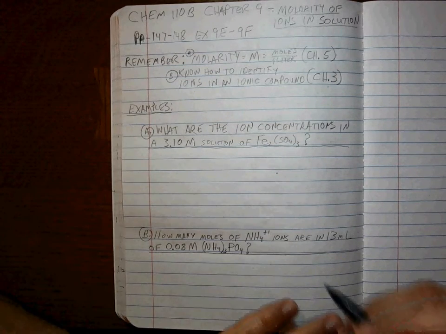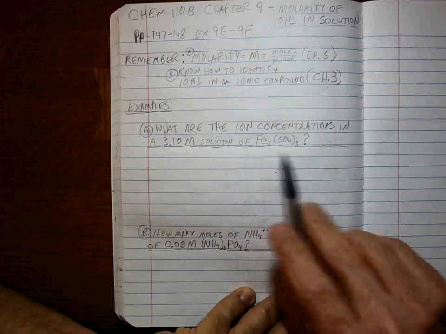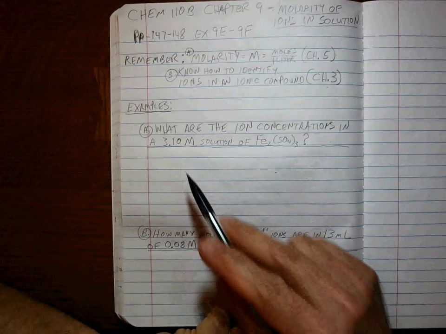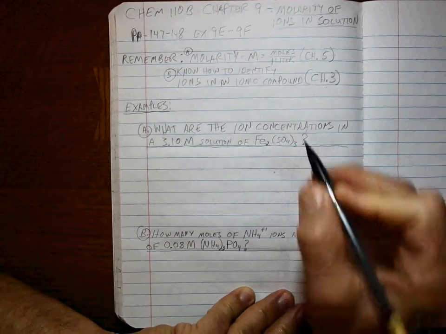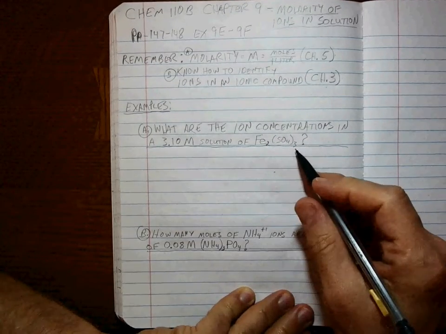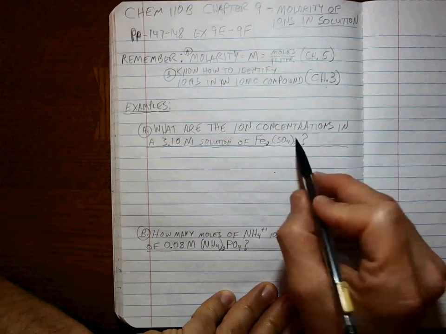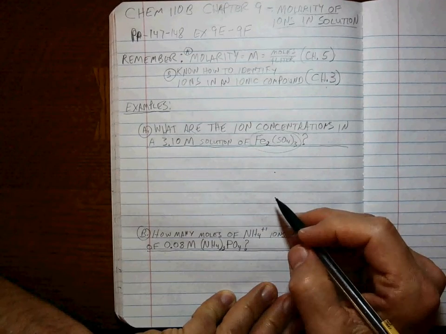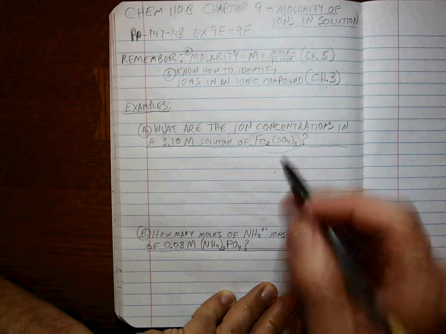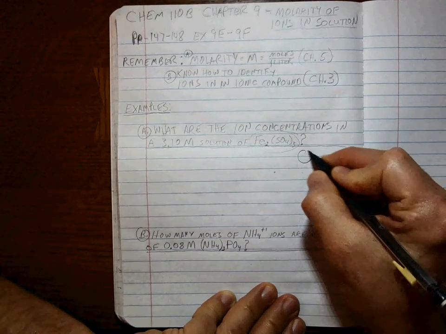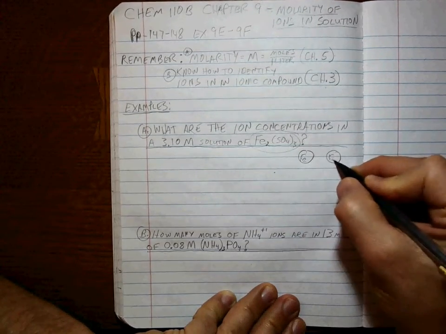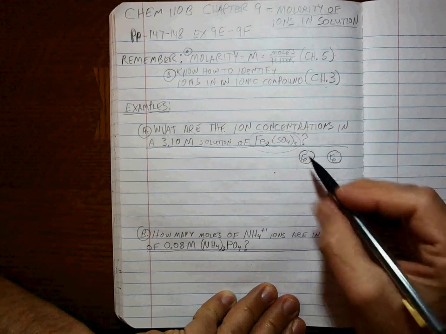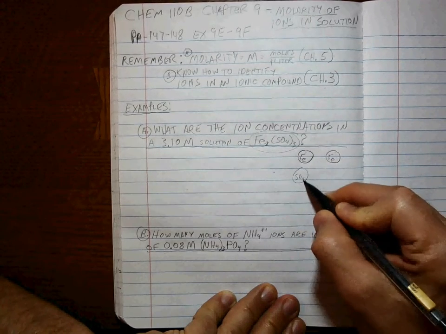Alright, so here we go. First question. What are the ion concentrations in a 3.10 molar solution of iron sulfate? That's a 2. Iron sulfate. Okay. Well, your first job is to know what that is. When you see that, I need you to be thinking 2 Fe things and 3 SO4 things.